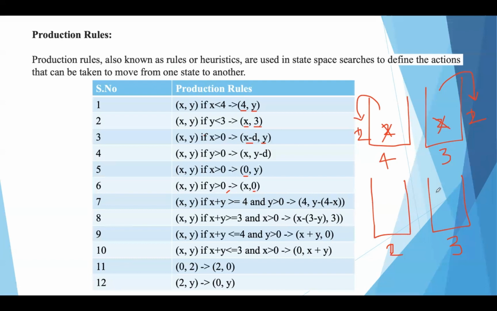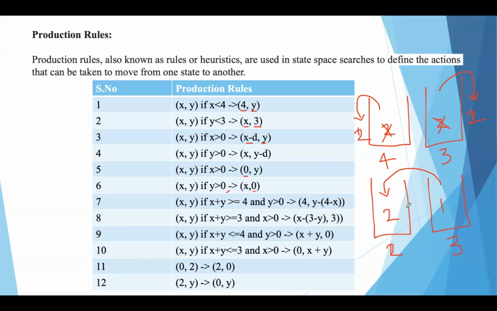So here you need to pour water from 3-liter jug to 4-liter jug until 4-liter jug is full. So it is already having 2 liters. So if you pour 2 more liters into this 4-liter jug, then this 3-liter jug contains only 1 liter of water. Initially it is having 3. After doing this operation, it contains only 1 liter of water.